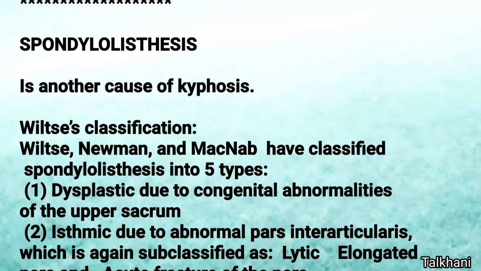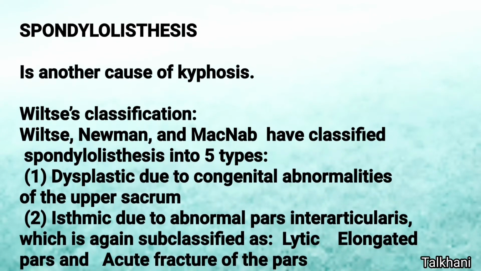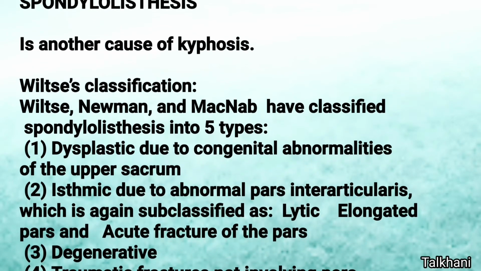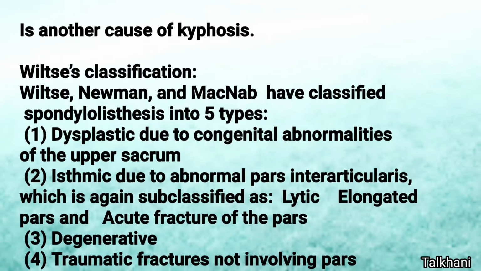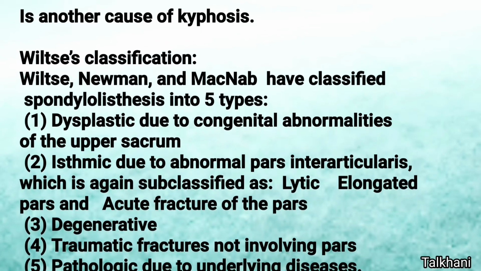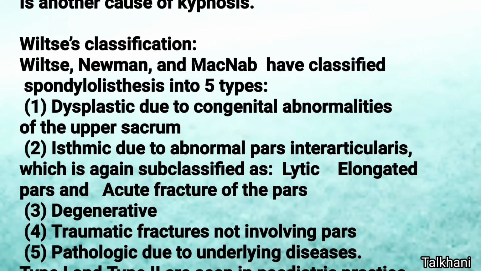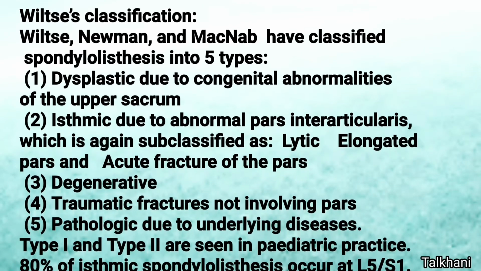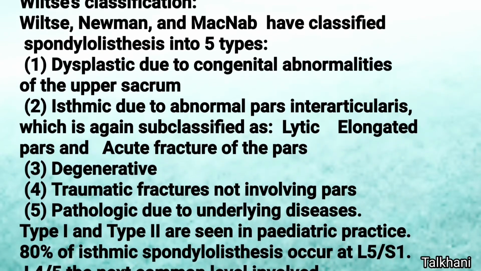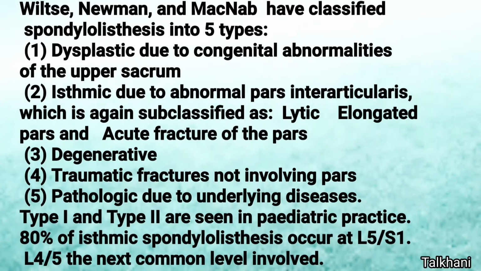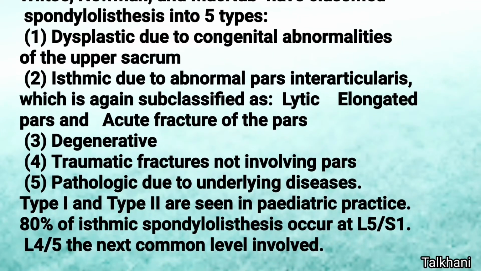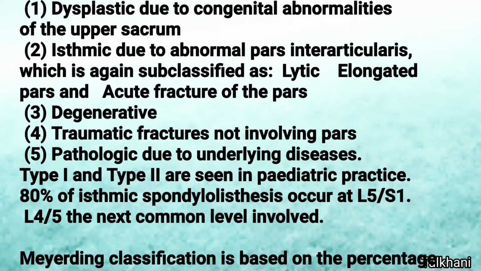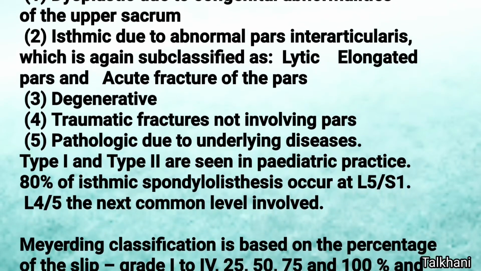Wiltse has classified spondylolisthesis into 5 groups. Number 1, dysplastic type due to congenital abnormalities of the upper sacrum. Number 2, isthmic due to abnormal pars interarticularis, which is again subclassified as A, isthmic or lytic, B, isthmic due to elongated pars, and C, acute fracture of the pars. Number 3, degenerative. Number 4, traumatic fractures not involving pars. Number 5, pathologic due to underlying diseases.